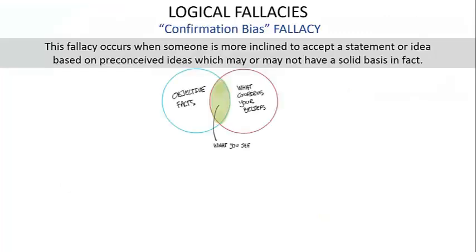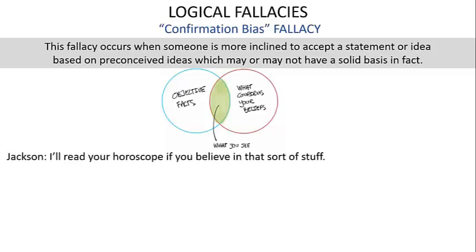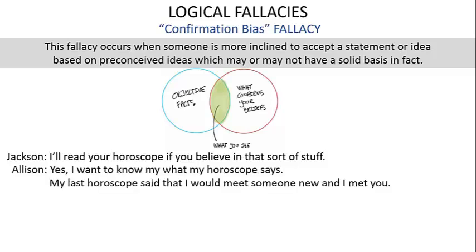The confirmation bias fallacy. This fallacy occurs when someone is more inclined to accept a statement or idea based on preconceived ideas which may or may not have a solid basis in fact. Jackson says, "I'll read your horoscope if you believe in that sort of stuff." Allison says, "Yes, I want to know what my horoscope says. My last horoscope said that I would meet someone new and I met you." What makes this a confirmation bias fallacy?